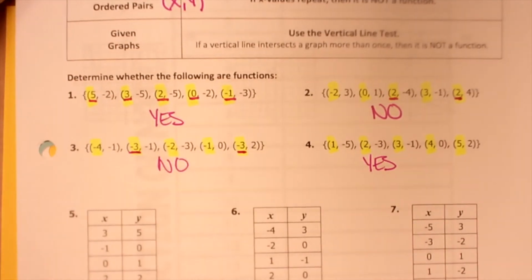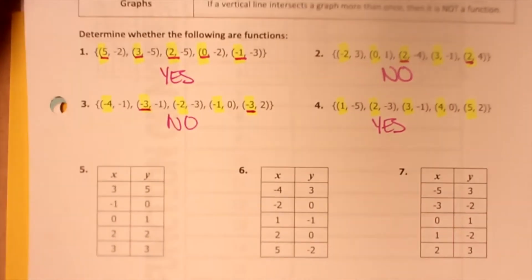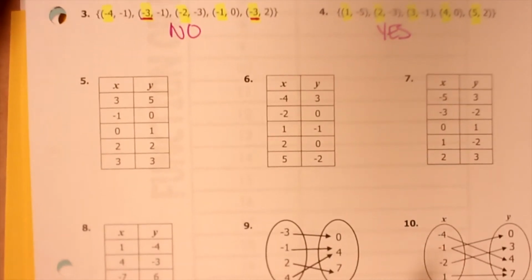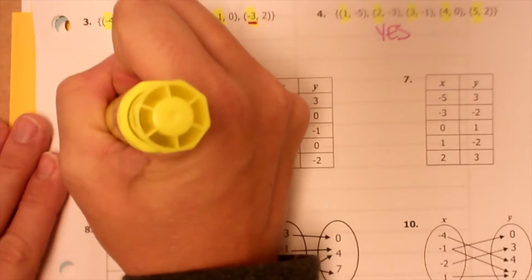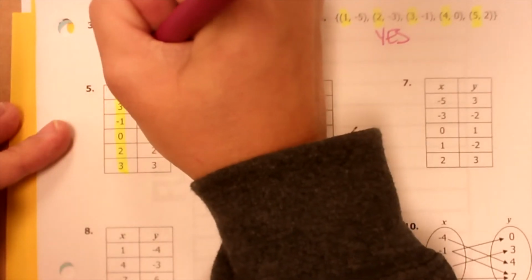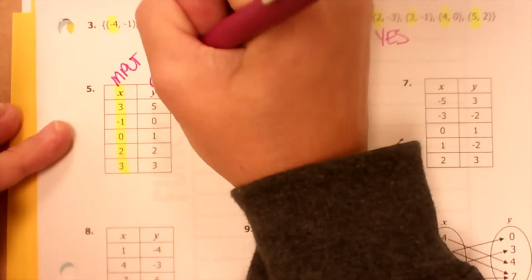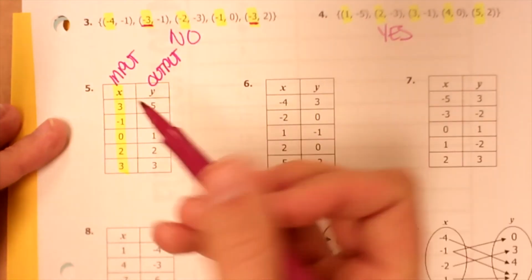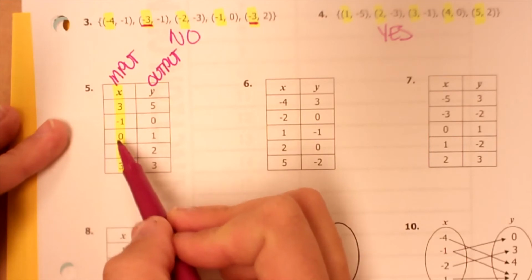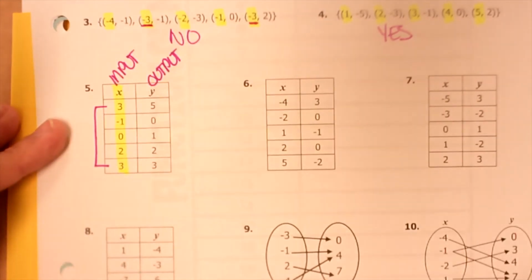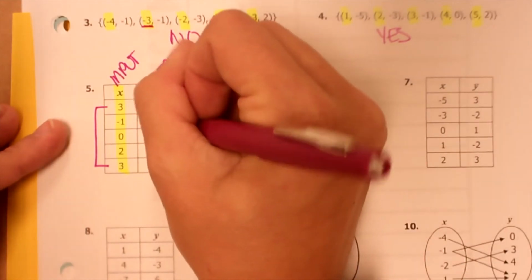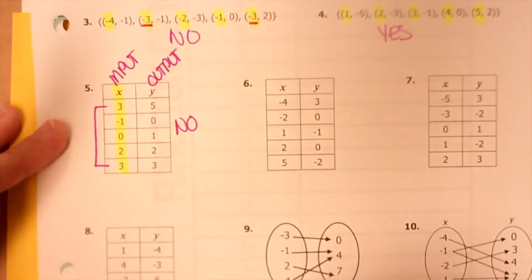So looking at 5, 6, 7, and 8, these are tables. They're just giving you ordered pairs. So once again, I'm going to highlight my x's. Remember, the x is your input, the y is your output. If you look, 3, -1, 0, 2, 3. The 3's are repeated. So this means this is not a function.